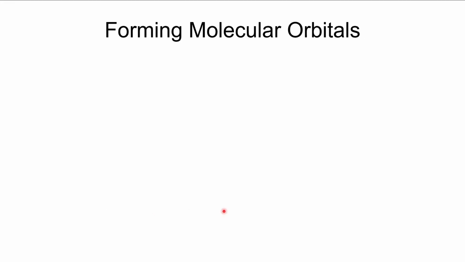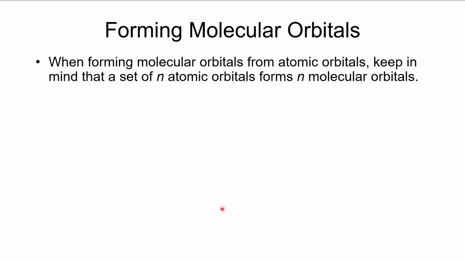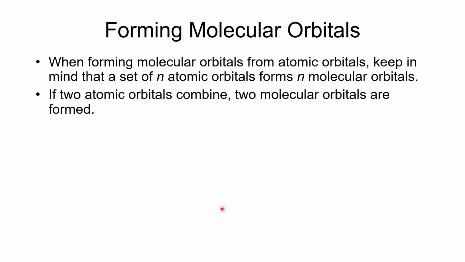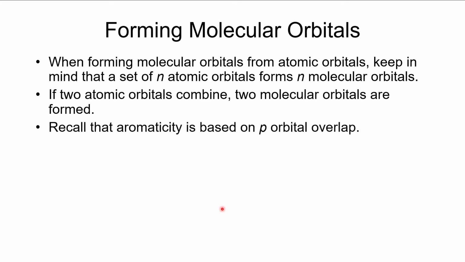So let's look at how we form molecular orbitals. First, it's important to remember that however many atomic orbitals we contribute to a molecular orbital system, we're going to have the same number of molecular orbitals as we have atomic orbitals. So for example, if we have 2 atomic orbitals that combine, we're going to get 2 molecular orbitals, one lower in energy and one higher in energy.